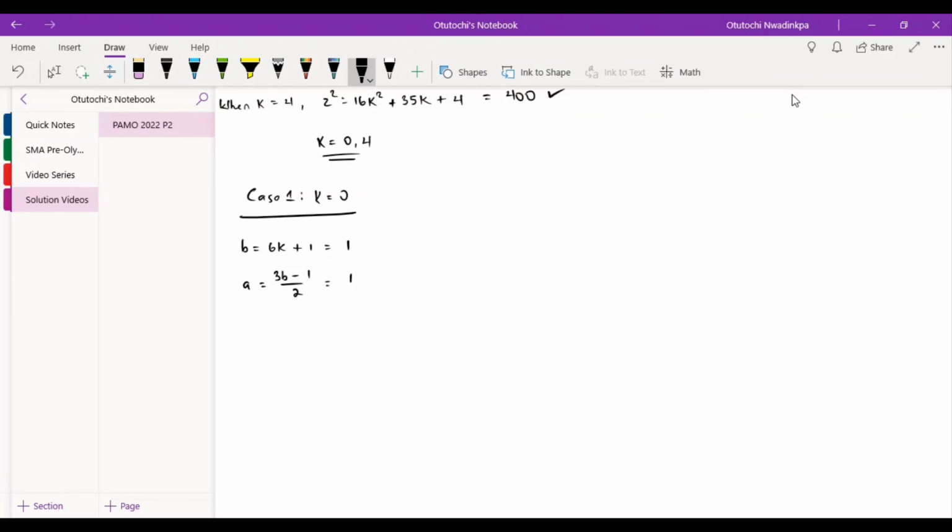And then c is equal to (2b plus 1) over 3. And this is equal to (2 plus 1) over 3, which is equal to 3 over 3, which is equal to 1. So you have (a, b, c) equal to (1, 1, 1).